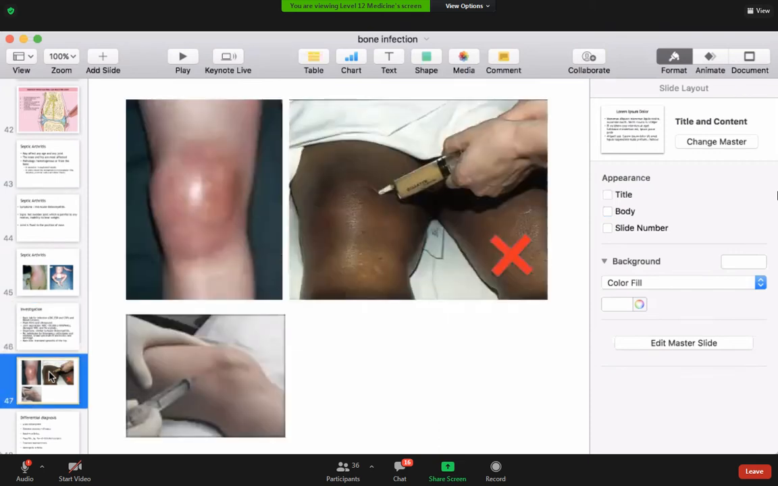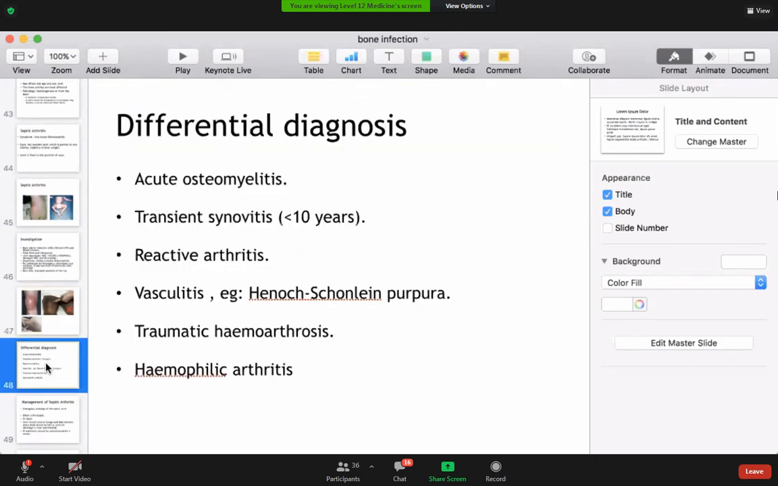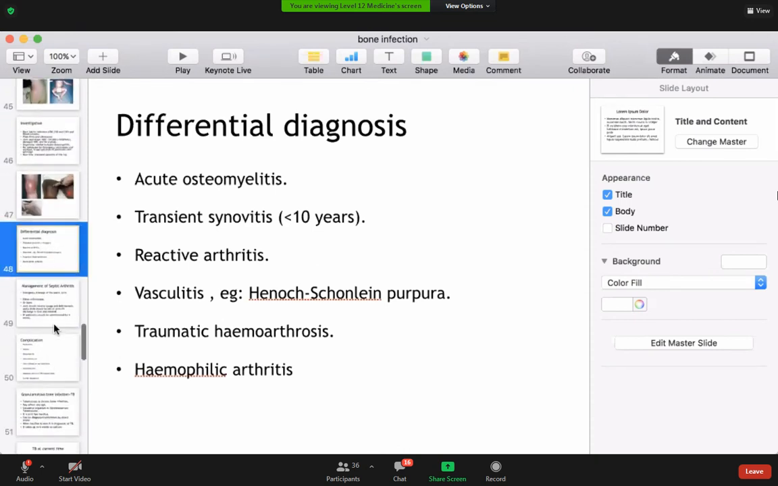This is how we do the aspiration of the knee, and there is a special seminar about this. So differential diagnosis, as you mentioned, transient synovitis is most important, especially less than 10 years old. Acute osteomyelitis, reactive arthritis, vasculitis, traumatic hemorrhagosis, and hemophilic arthritis.